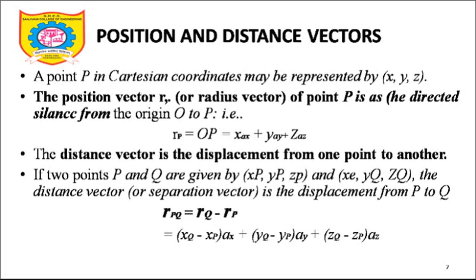Let's say a point P in a Cartesian coordinate system is represented as x comma y comma z. These are the coordinates of point P. The position vector r, or radius vector, of point P as directed from the origin O is the distance of point P from the origin. So rp is equal to op, which is x ax bar plus y ay bar plus z az bar. Once again these are vectors. Now why is this coming? Because the origin has coordinates 0 0 0.